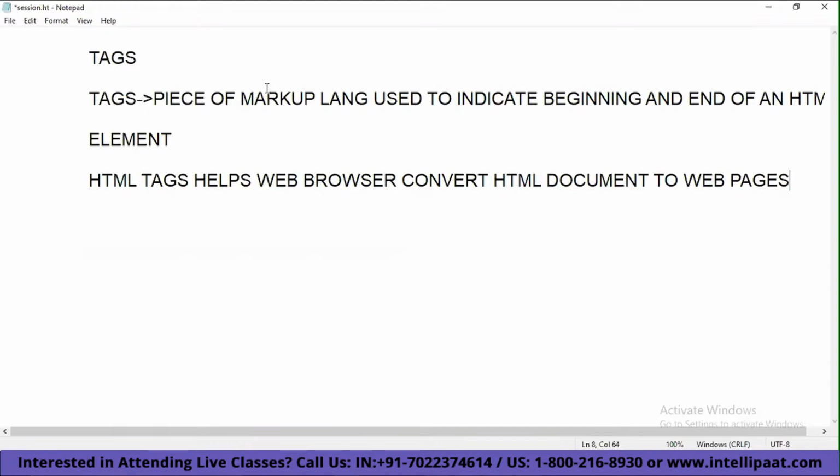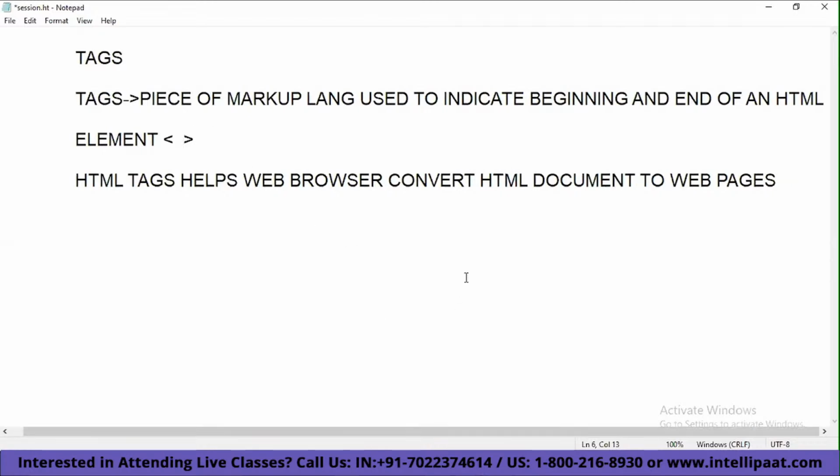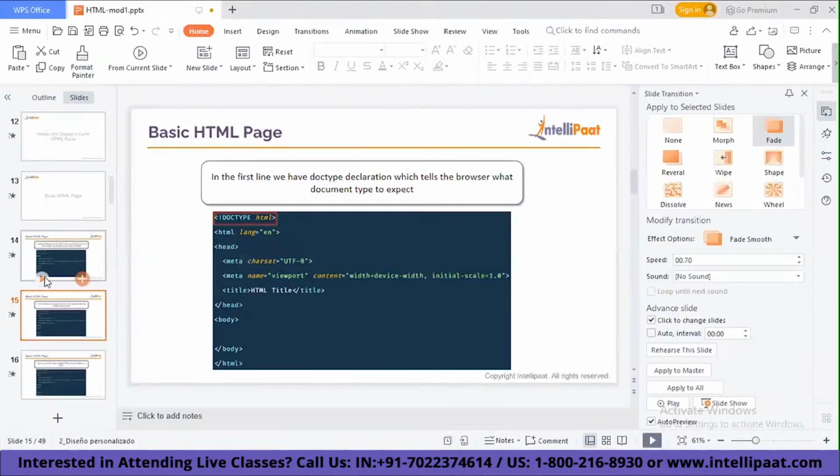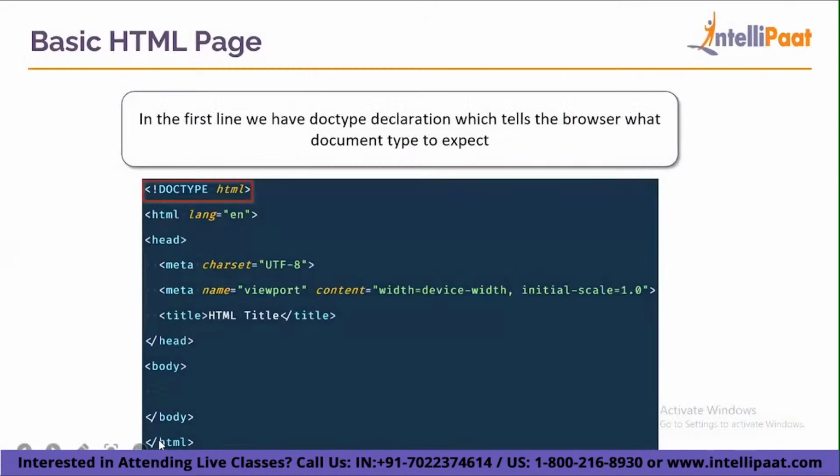Why I call it a piece of markup language is that you are going to use markup symbols, right? That's why I call tags a piece of markup language used to indicate the beginning and end of an HTML element. You'll have a beginning and an end. This one is the beginning. Let me enlarge this. This is the beginning and end. Every HTML tag will have a corresponding closing tag. A few tags will not have one, which I'll explain. But every HTML tag will have a closing HTML tag.